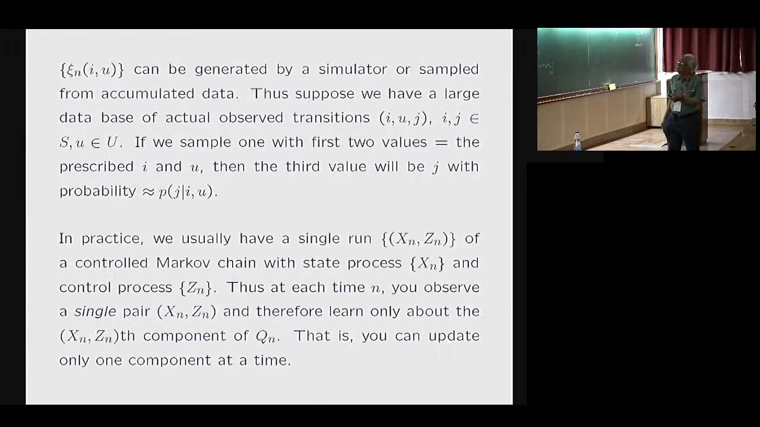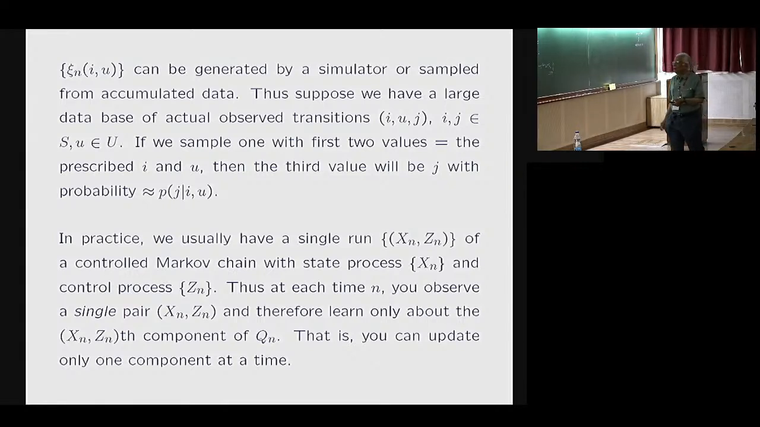Now this can be generated by a simulator or whatever. So this is often done. I mean, it looks wild, but the RL people do it. They buffer a lot of data and sample from the accumulated data. If I have a large amount of data and I just pick a random triplet (i, u, j) of past transitions, by just giving i and u as input, then j will be distributed approximately with this probability, because the data is generated from the Markov chain, and it would naturally satisfy this.